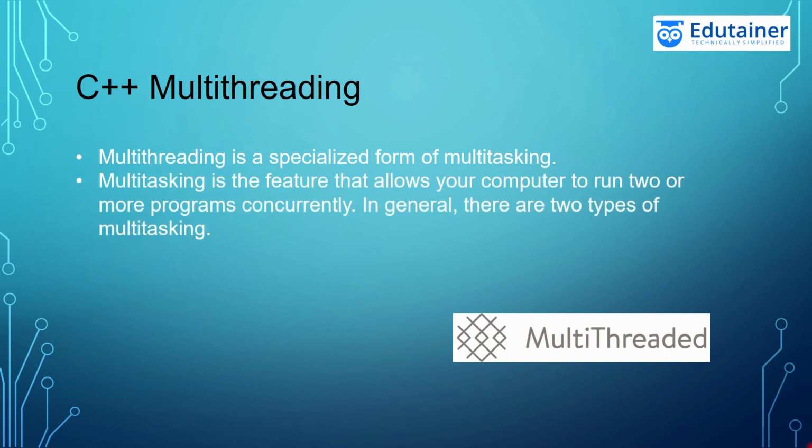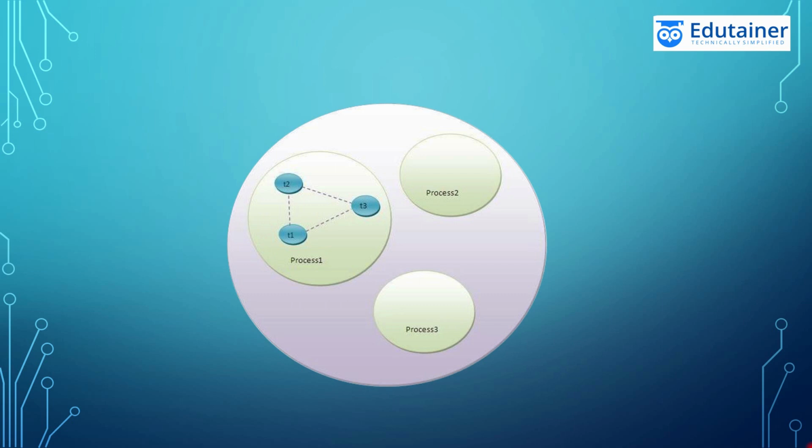Multitasking is a feature that allows your computer to run two or more programs concurrently. In general, there are two types of multitasking. As I told you, multitasking is a feature that allows your computer, or your smartphone, to run multiple programs parallelly. There are two types of multitasking: process based and thread based. I will be explaining the difference between process based and thread based. Look at this diagram.